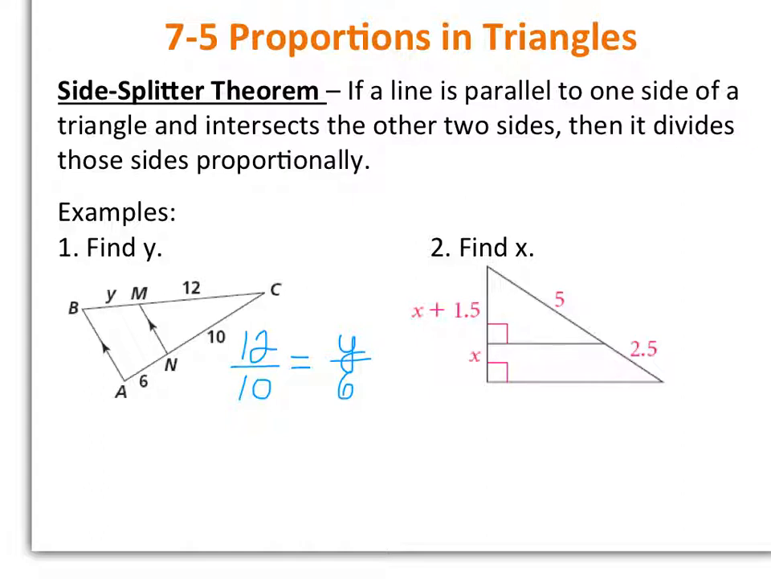12 times 6, 72. 10 times y is 10y. Divide by 10. Y equals 7.2.